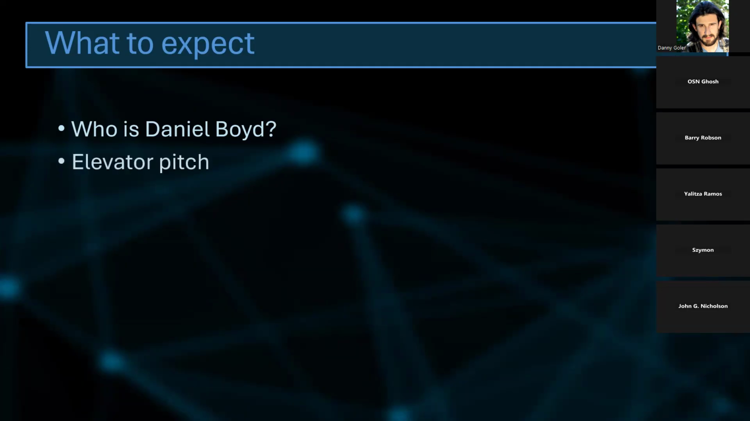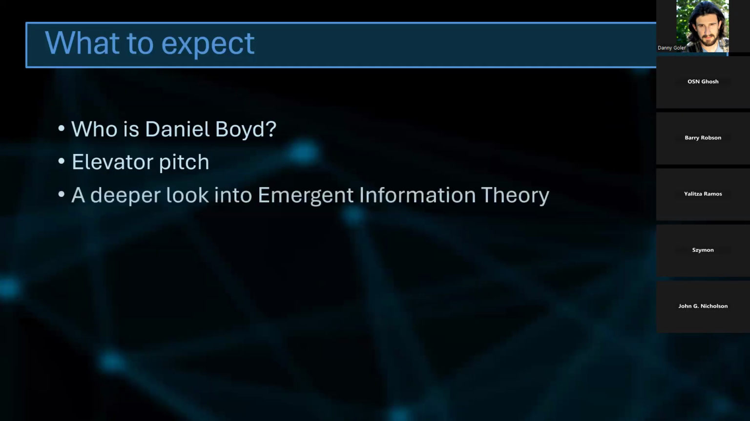Then a quick elevator pitch of the theory itself, just to give you a kind of a context of where I'm heading to, but that's a high over kind of explanation. And then going into a deeper look into emergent information theory, hopefully to convince you that there's something in it.